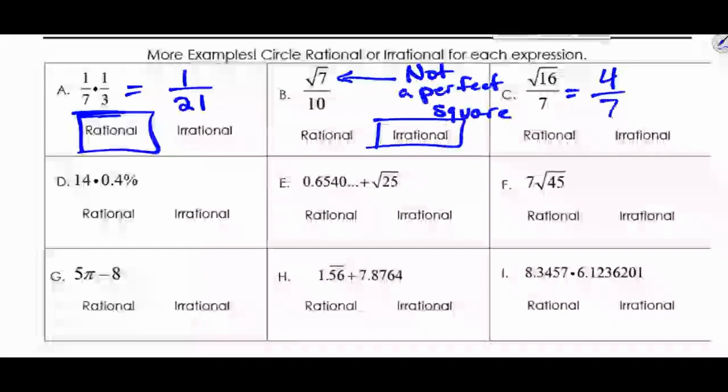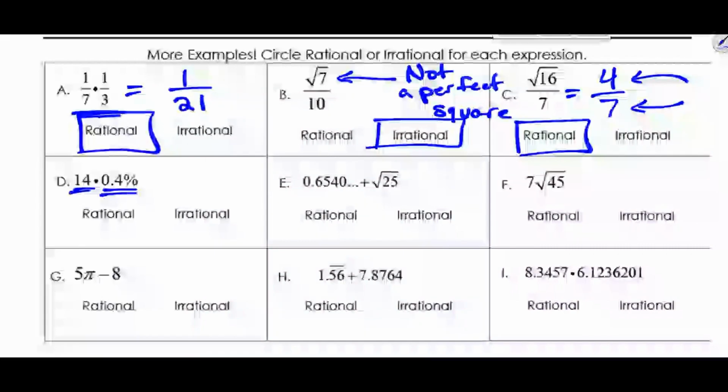This part is repeating. So that's rational. Plus a decimal that stops. That's rational. So it ends up as a rational number. It's the exact same thing on the next one, except it's a decimal that stops. Decimal stops. Decimal stops. Those are both rational. No matter if I multiply them together, it's still rational.